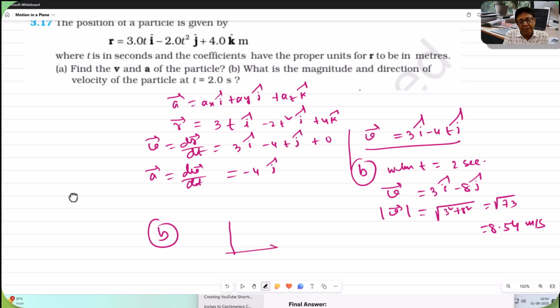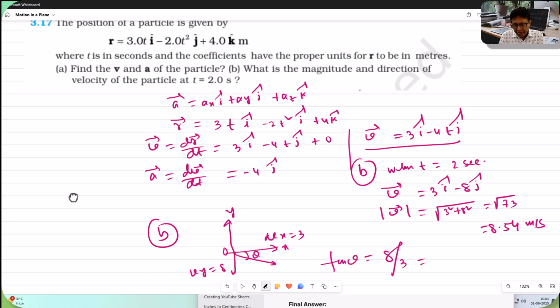Because the velocity vector is now 3i plus 8j. This component Vx equal to 3 and this Vy is 8, along the y-axis this way. So how to get the angle? Angle with x-axis you can easily find. Tan theta is going to be what? 8 by 3. Let me calculate this again. Approximately 8 by 3, around 70 degrees.